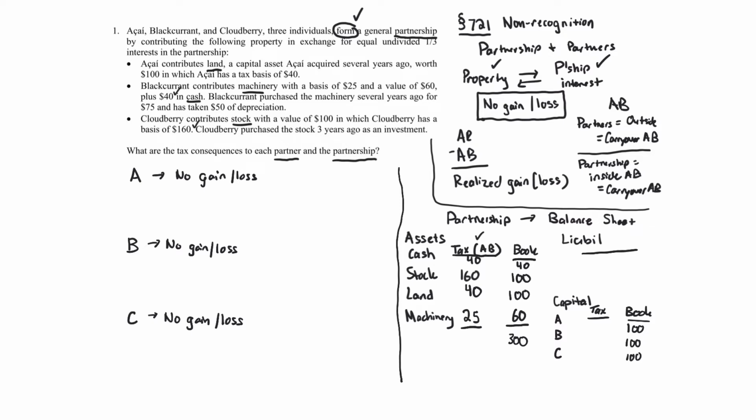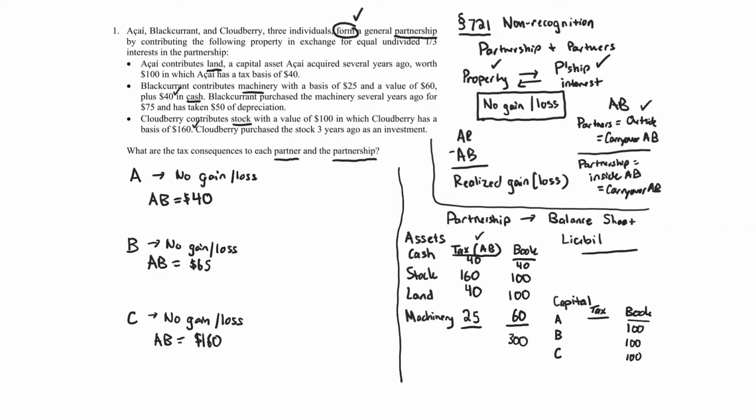From there, again, we have to apply the partnership rule, the outside basis rule. So it's just going to be carryover basis. A is giving up just land. The land has a basis of $40, so A's basis in his or her partnership interest is $40. B's giving up two assets. Again, carry over the basis. That's going to be the $40 cash and the $25 basis in the machinery. So that's going to be $65. And C is giving up stock with an adjusted basis of $160. So there's their basis in their partnership interests.